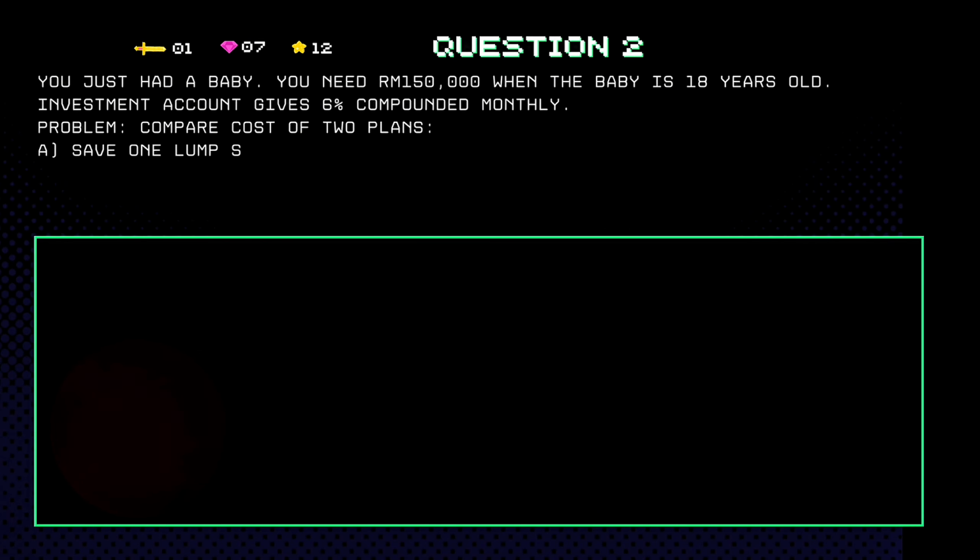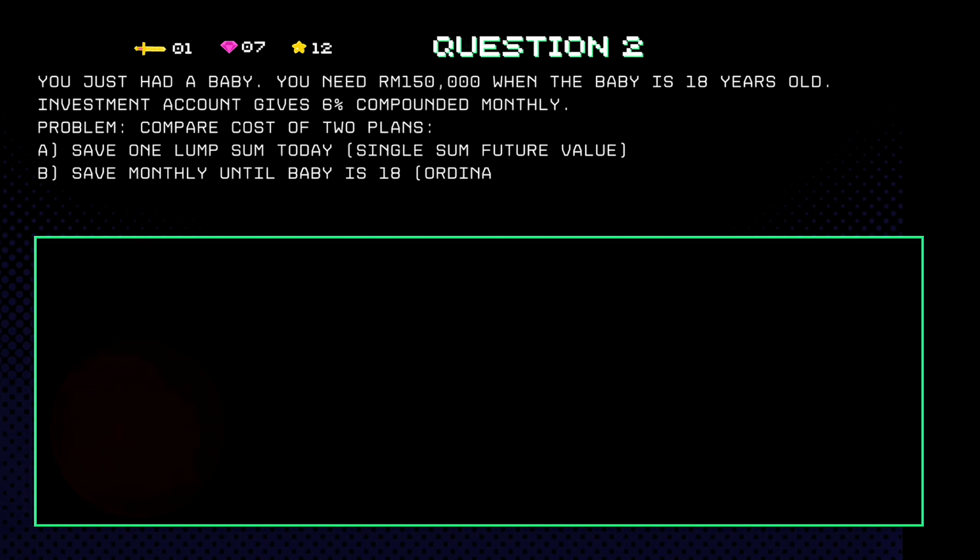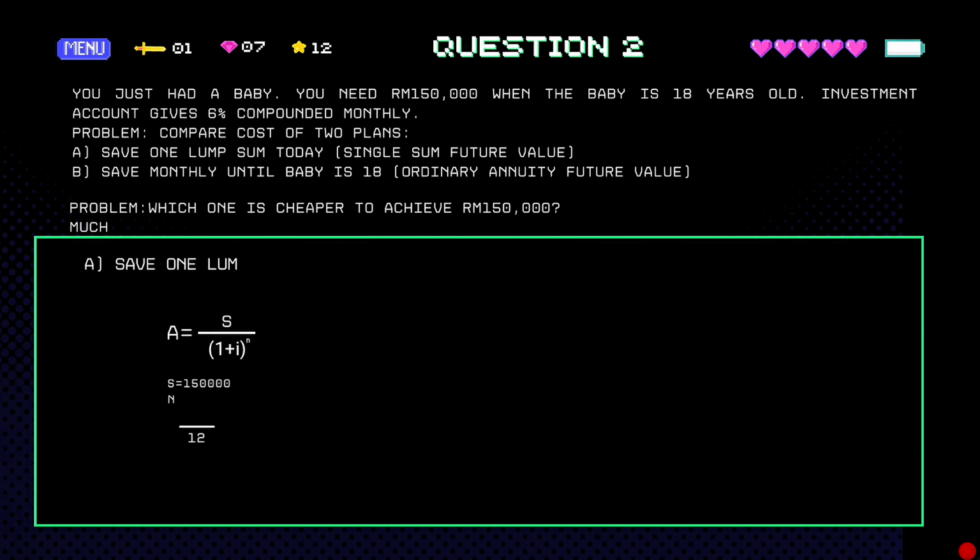Problem. Compare costs of two plans. A. Save one lump sum today. B. Save monthly until baby is 18 years old. First, we use this formula. A equals S over 1 plus I to the power of N.